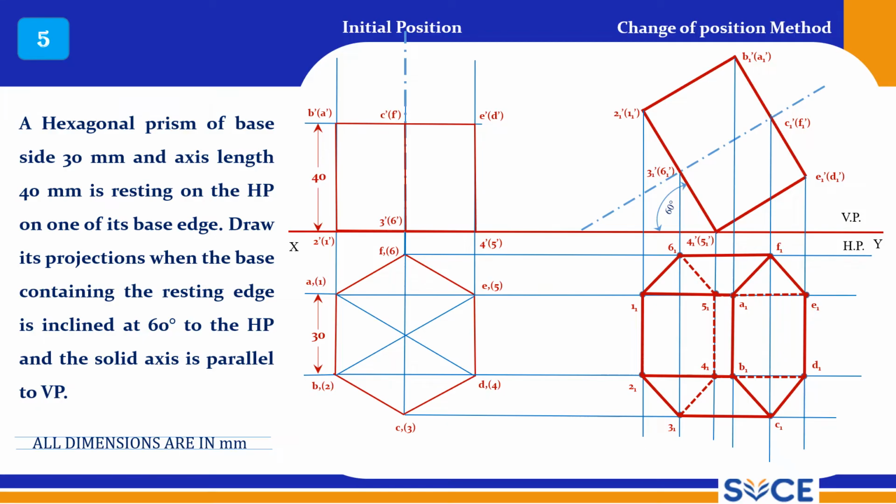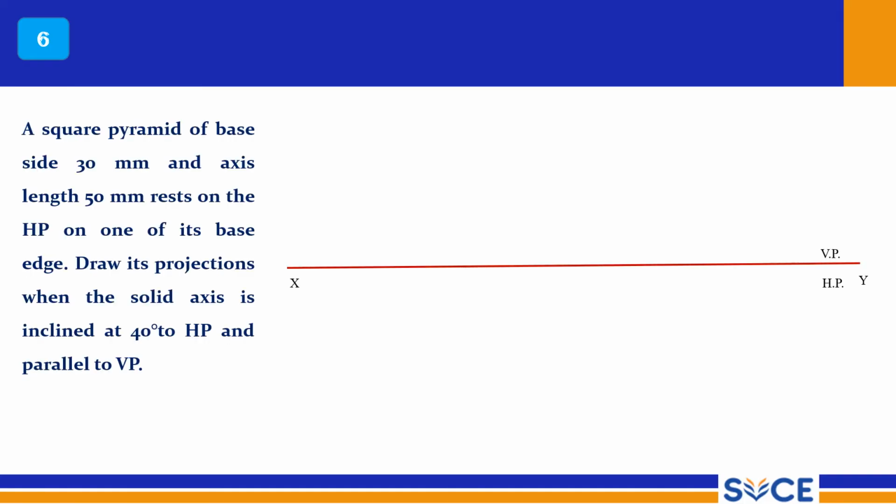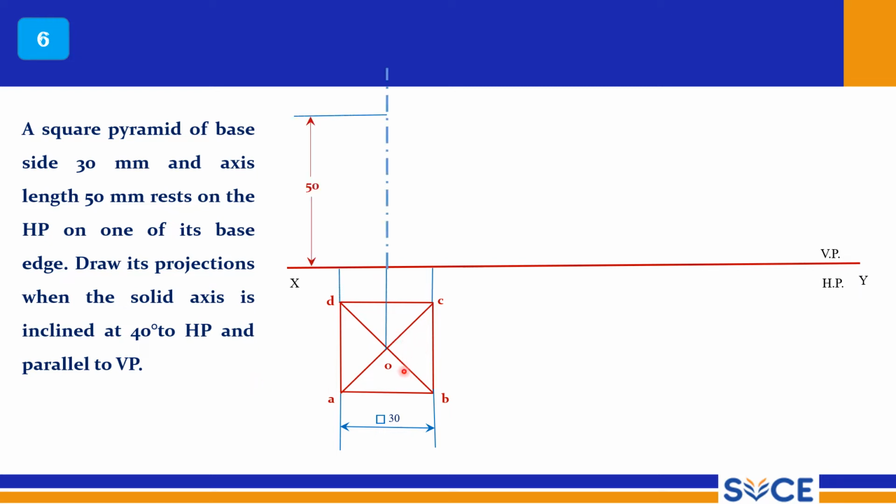And next problem, a square pyramid. It is a square pyramid of base side 30 mm and axis length 50 mm, resting on HP on its base edge. So this is the base edge you have to draw here. Draw its projections when the solid axis is inclined at 40 degrees to HP and parallel to VP. A B C D. And from here to here it should be dotted line. And draw the simple front view.